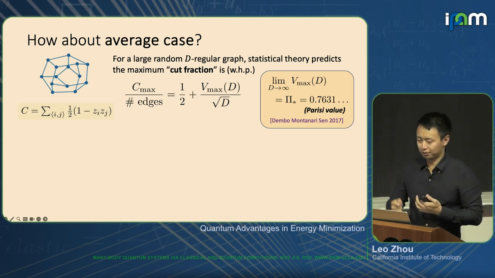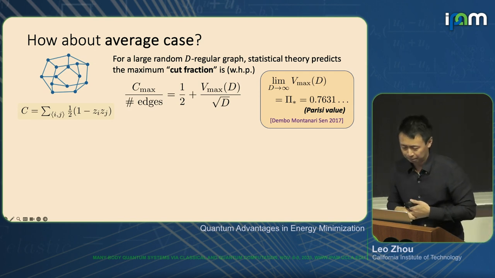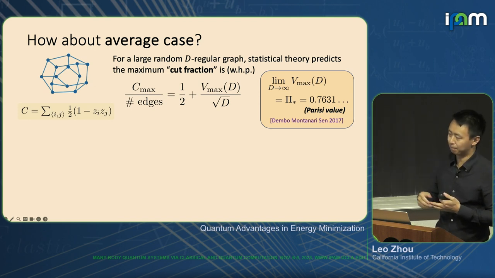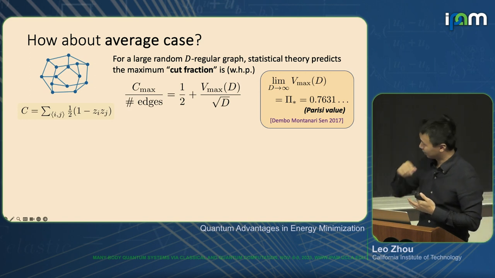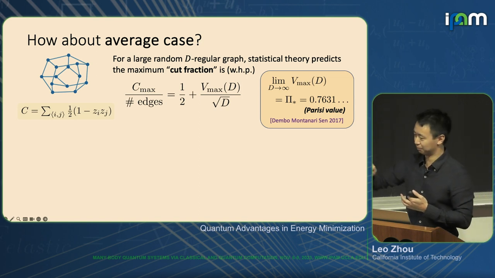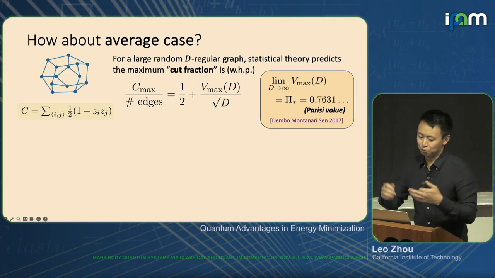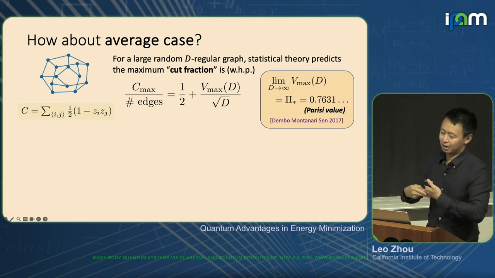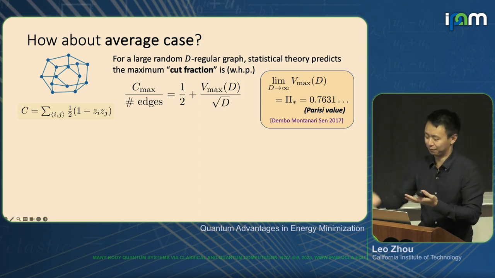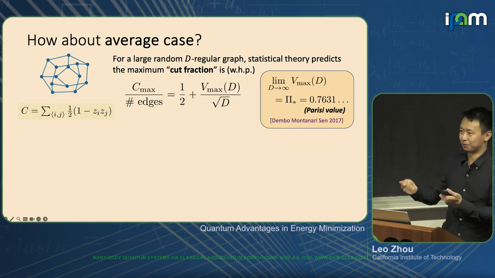by the number of edges, is 1/2 plus some number that I call Vmax, divided by the square root of the degree. So this Vmax does depend on the degree of the regular graph, but as d goes to infinity, a result in 2017 proves that it converges to a constant that you can calculate to like 15 decimals. It's the so-called Parisi value. So this is an interesting situation, because even without giving me a graph, if you give me a random graph, I can predict what the maximum cut is, but finding it is still difficult.